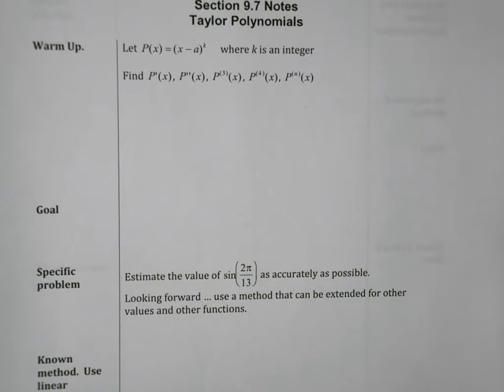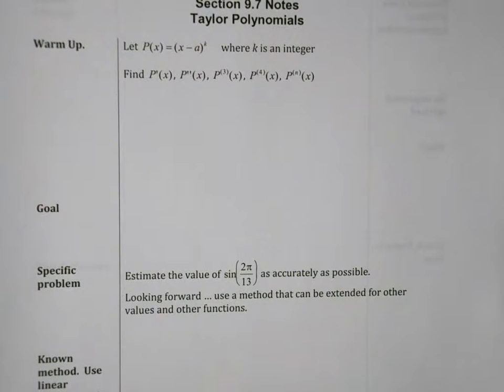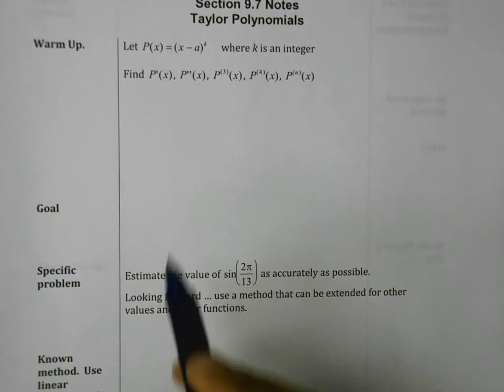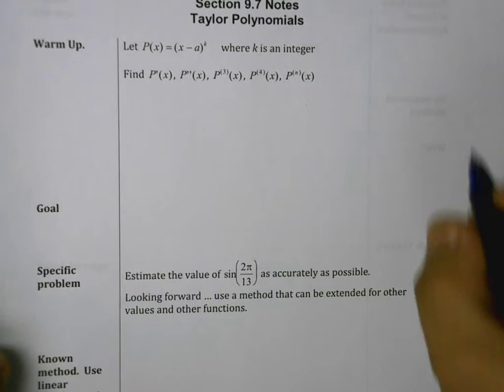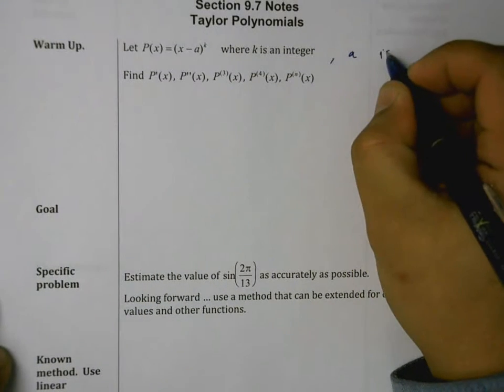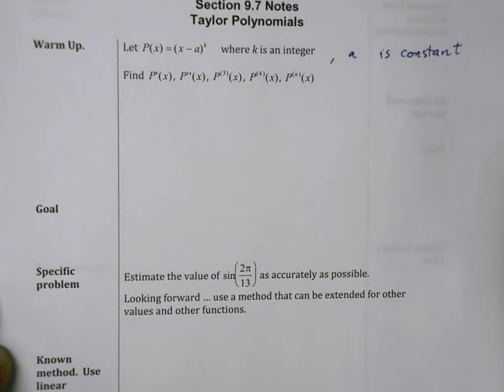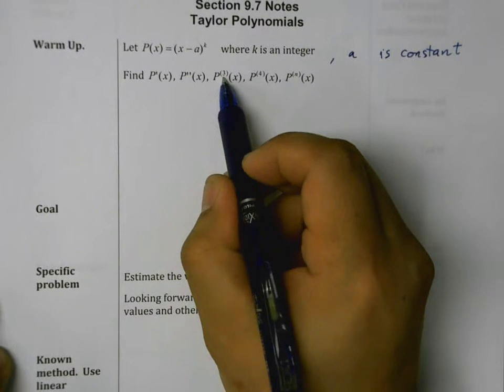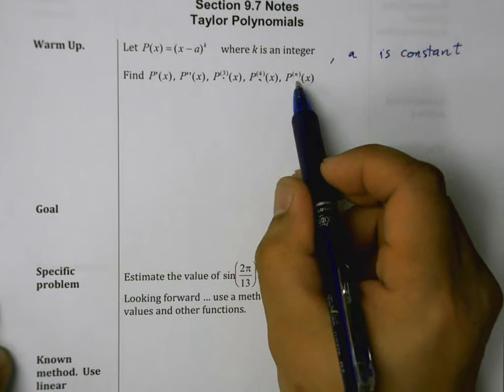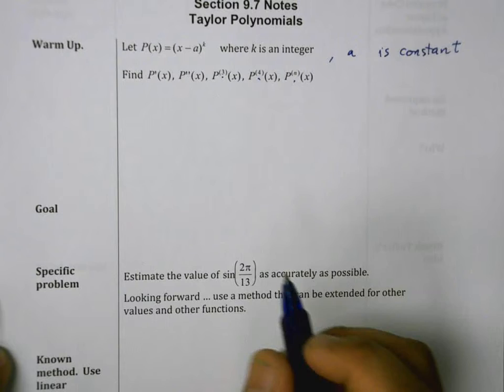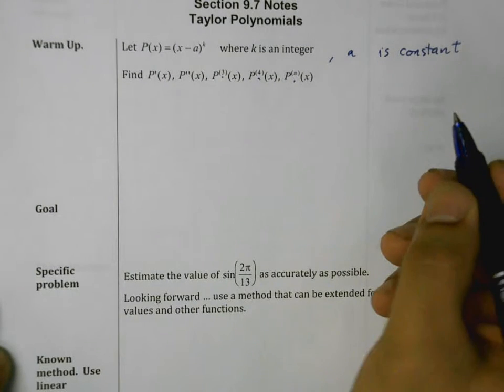In a long series of videos on polynomials and series, let's just warm up here and answer some of these questions so that we're familiar with the notation. First, given that p of x is equal to (x minus a) to the k, k is an integer, a is constant, find p prime, p double prime, p triple prime, the fourth derivative, and the nth derivative. Okay. Well, this shouldn't be too hard to do.